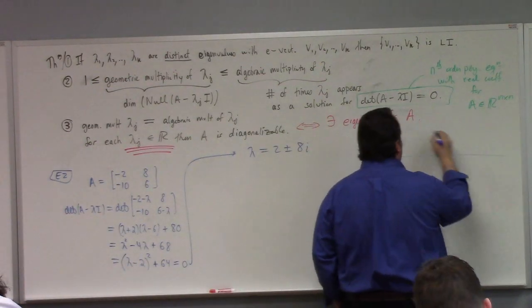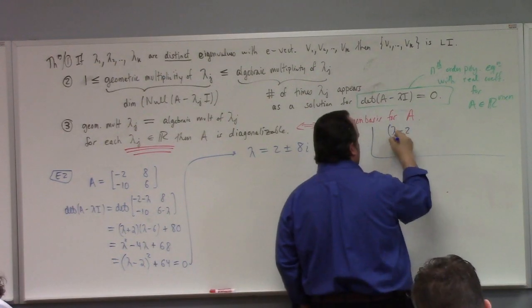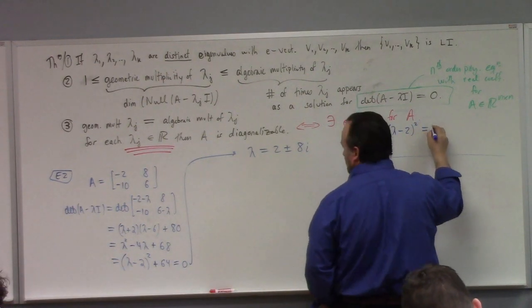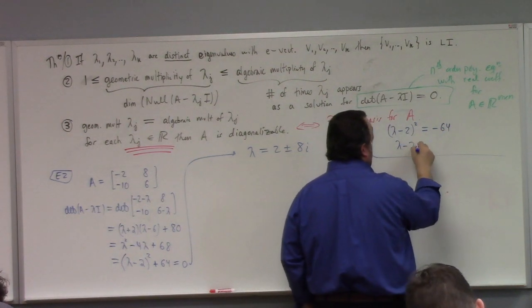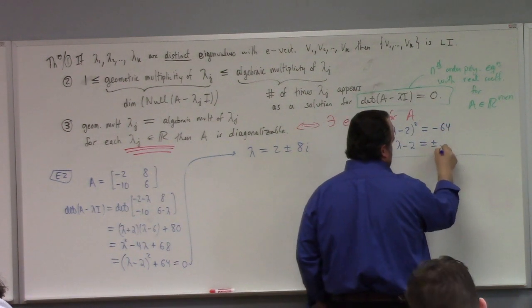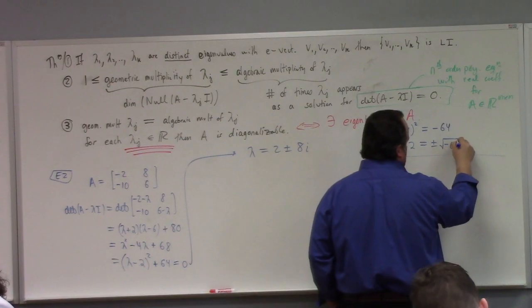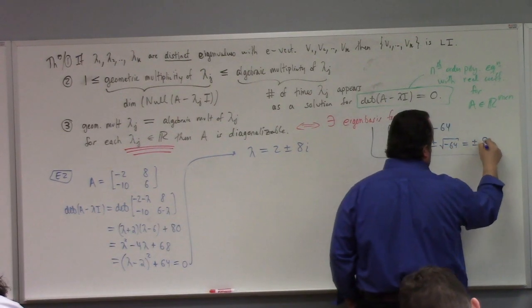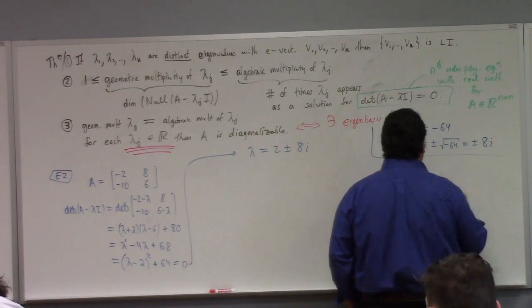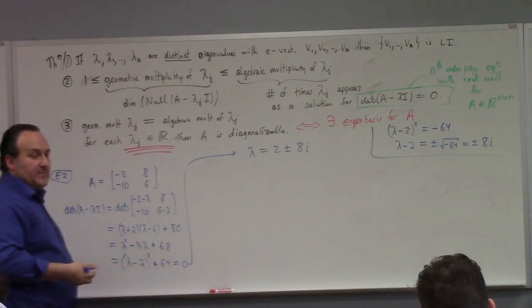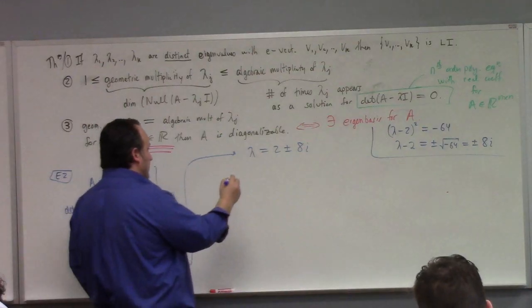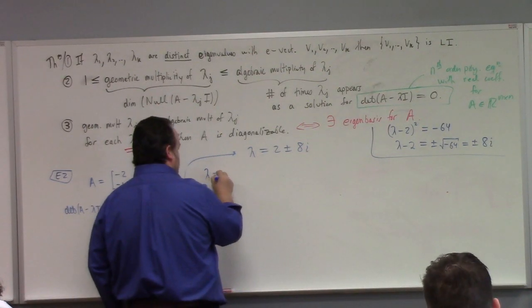Sidebar. If I have (lambda minus 2) squared equals minus 64, that means lambda minus 2 is equal to plus or minus the square root of minus 64, which is also known as plus or minus 8i. And therefore, these are my two solutions. Great. So I'll choose the plus solution.